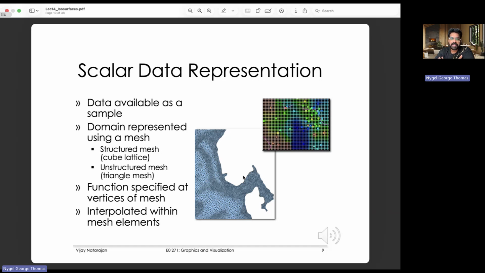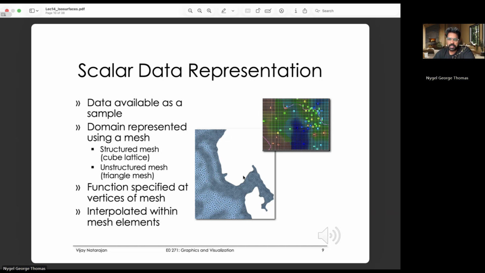Data will be available as samples, where the domain is represented as a mesh. So we have two cases where we have a structured mesh. We have the mesh in terms of a cubic lattice, or you can also have a triangle mesh, which is an unstructured mesh. And the function values will be specified at the vertices of the mesh. So if we want to know the values within the mesh, you have to interpolate the values, either using linear interpolation or bilinear or trilinear interpolation.